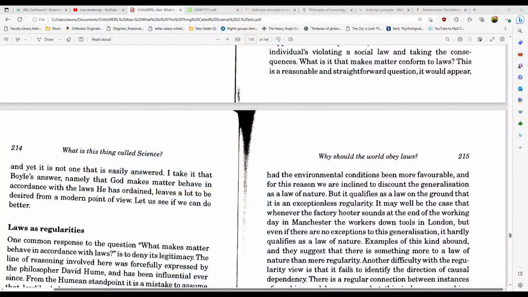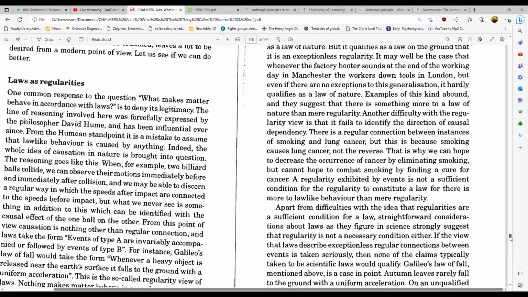Although we haven't been able to define the entire course, like what exactly is uniquely science versus non-science. And what have we learned from the authors? Well, when there's a problem, just sweep it under the rug. Just ignore it. Okay. Laws as regularities. Okay, buddy. What makes matter behave in accordance with laws?